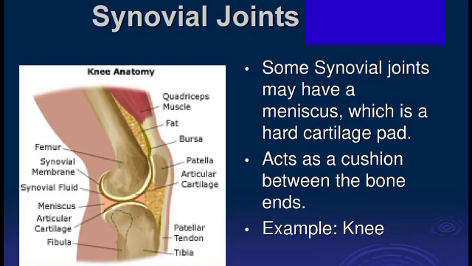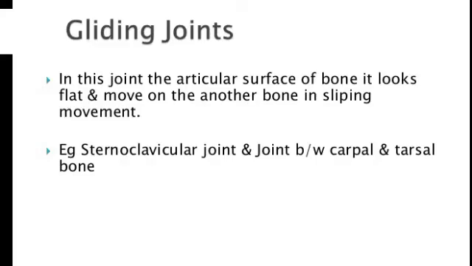Such joints can be classified into 6 categories. First is gliding joints. Joints which permit only gliding movements are called gliding joints. In these joints, the articular surfaces of the bones look flat and move on another bone in a slipping movement. These joints are found in the carpal bones of the wrist and between the tarsal bones of the ankle.